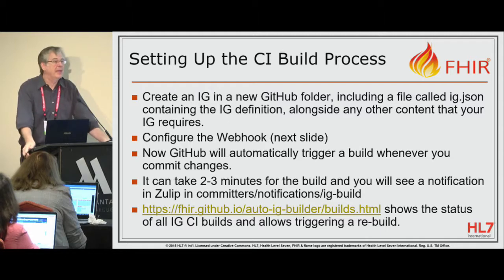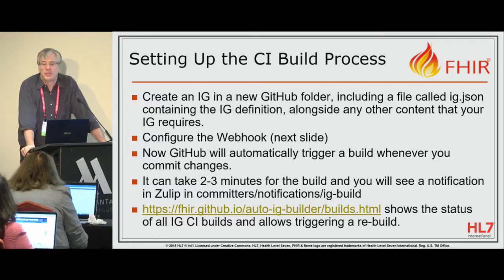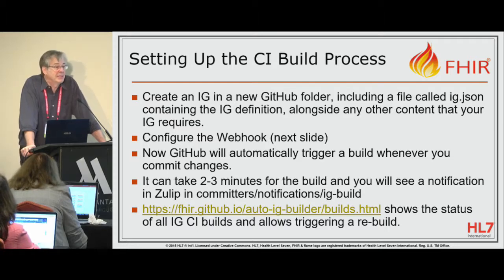This URL is a page of all the IGs and their current build status. It has 2 benefits. One, it has a list. So if you can't get to Zulip for some obscure reason, but can get to that web page, it will show you your QA page. It has a link to the QA page. It has a link to the build output, whether or not it failed. It has a link to the publish site, the build publish output. And it also has a rebuild button. So if you know that the IG publisher has been updated fixing your problem and don't want to go through and do it, you could just push that button and it will automatically tell the CI engine to do a rebuild.